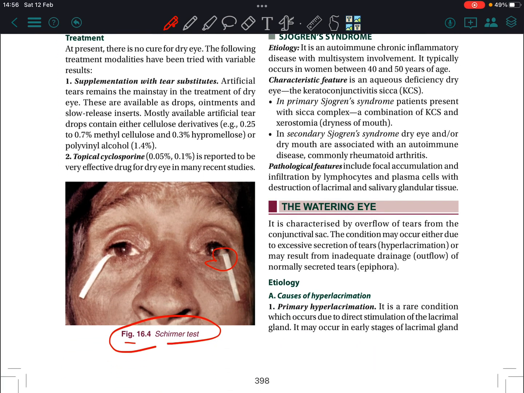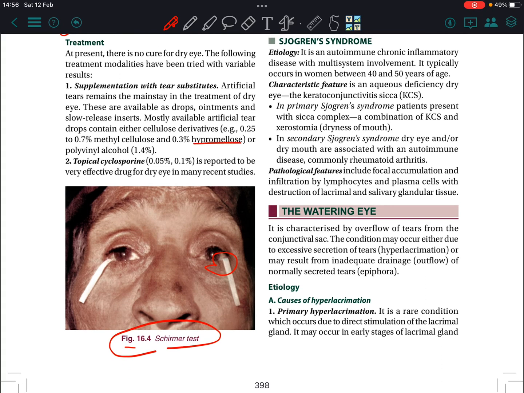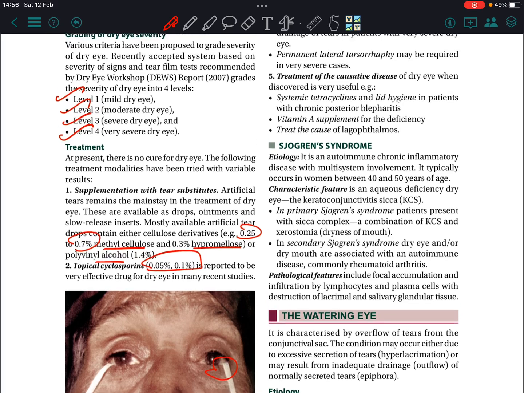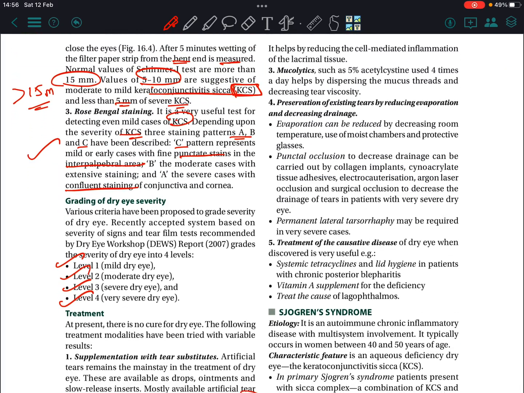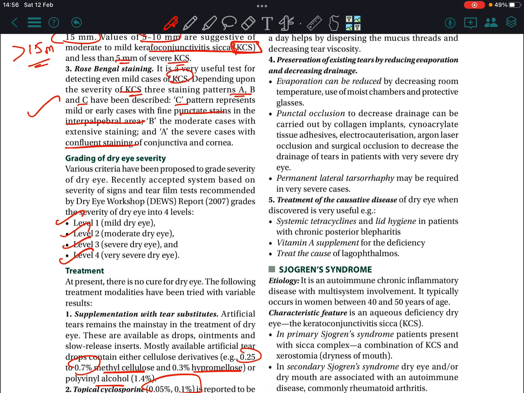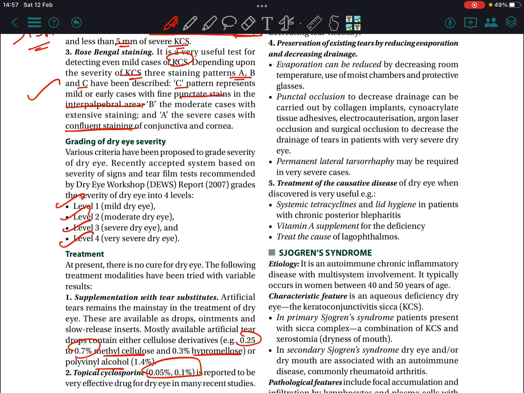Treatment: supplements of tear substitutes, methylcellulose, hydroxypropyl methylcellulose, and hypromellose are given. 0.7% methylcellulose, 0.25 to 0.7% given, 0.3% hypromellose, 1.4% polyvinyl alcohol. Topical cyclosporine is reported to be a very effective drug for dry eye in many recent studies. Mucolytics: 5% acetylcysteine used 4 times a day helps in dissolving mucous threads and decreasing tear viscosity.